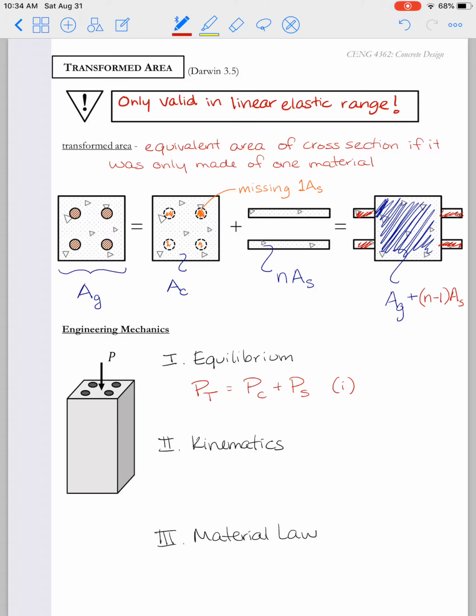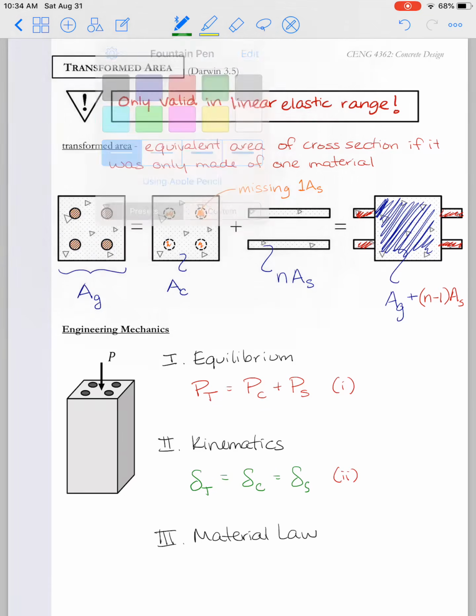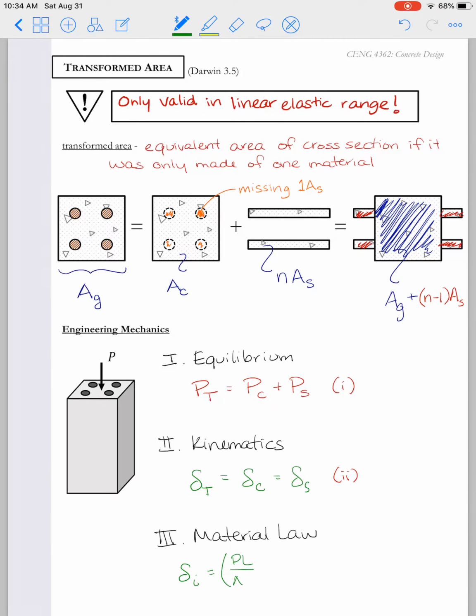When we move on to kinematics, in kinematics we relate displacements, or equivalently we could relate strains. And here for our column, the total deflection of the column will be equal to the total deflection of the concrete and the total deflection of the steel. And we'll call this equation 2. And then finally, from our material law, as long as we're in the linear elastic range, we can use Hooke's law that says that the deflection is equal to PL over AE.